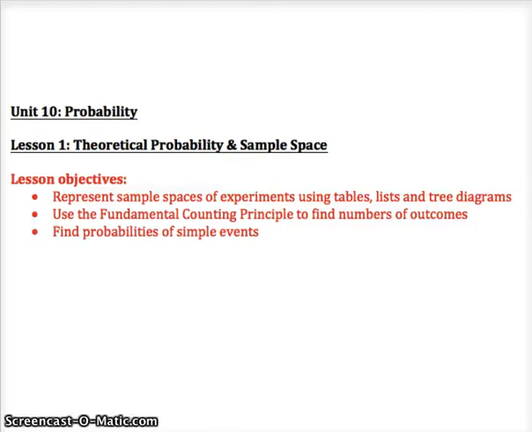All right, yay, new unit, yay, last unit of the year. This is about probability. I know you're probably going to ask, well, why is this in geometry class? Like, how is this geometry?